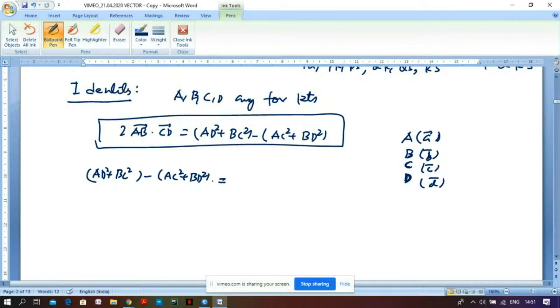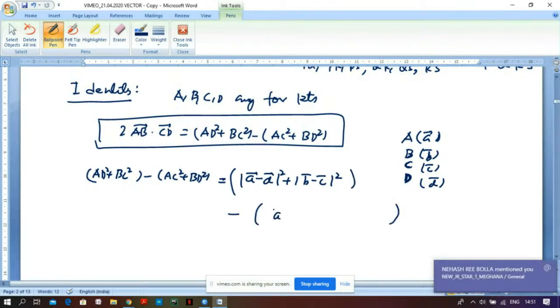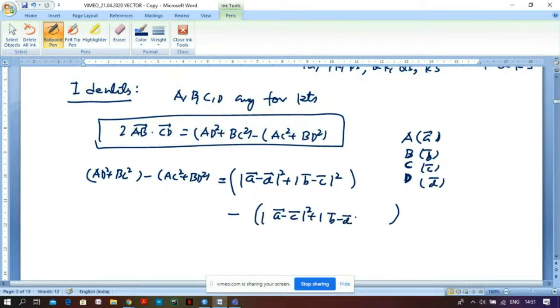Now this is AD as well as BC squared. So this AD is by definition nothing but the distance between A and D. So modulus of A minus D whole square plus modulus of B minus C whole square. And minus, you have got modulus of A minus C whole square plus modulus of B minus D whole square.